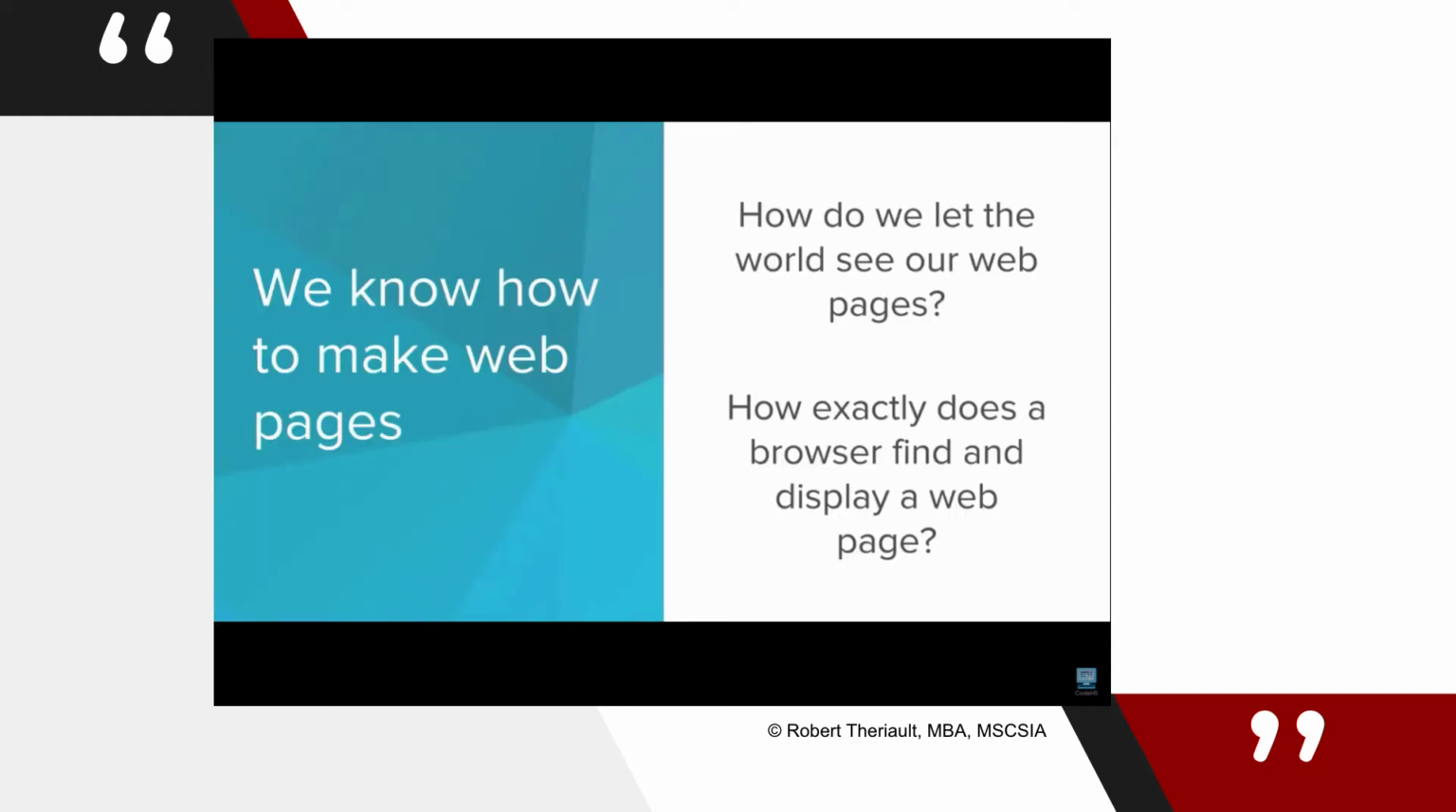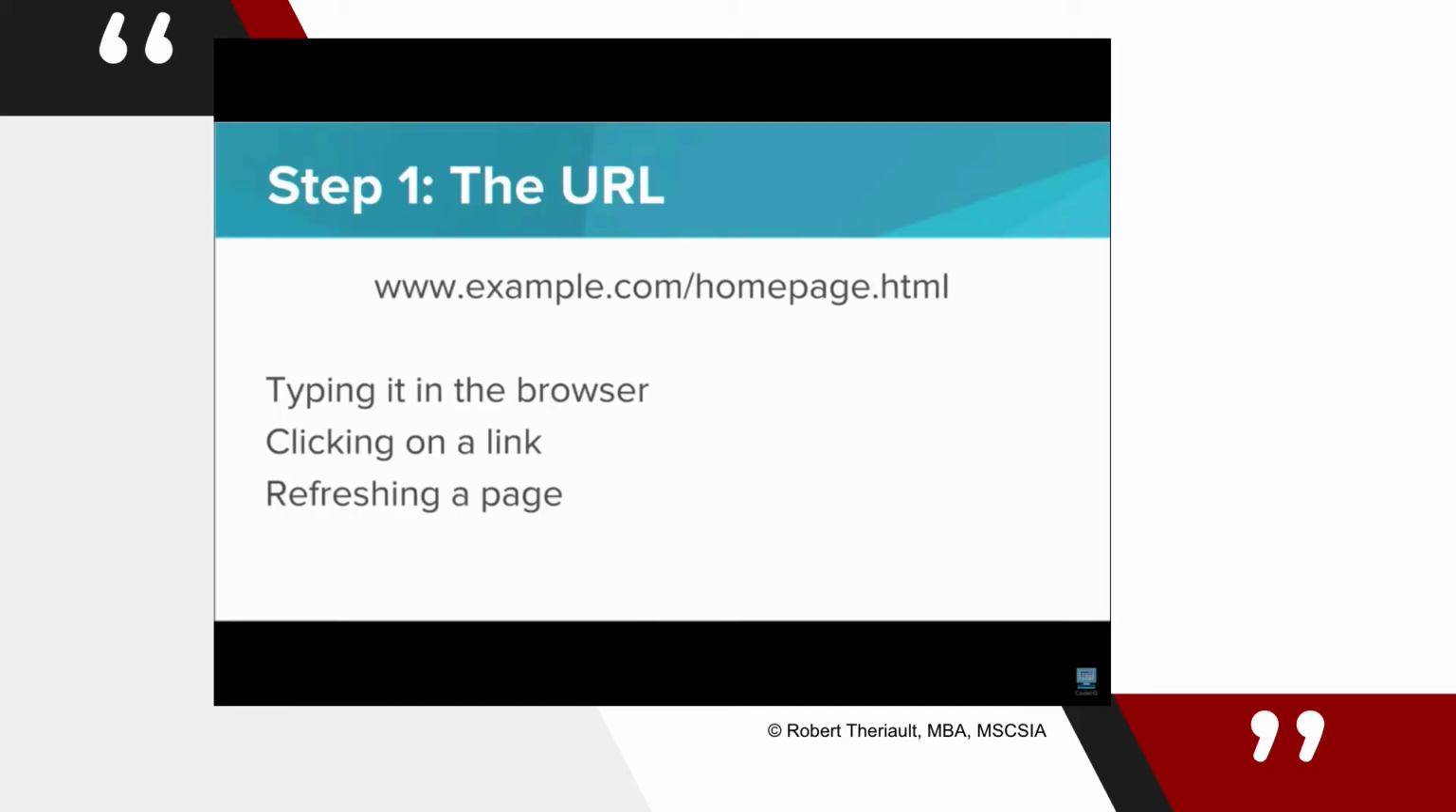So at this point, we know how to make web pages. We've been writing the HTML code, we've been writing the CSS code, and seeing the result. The question is, how do we let the world see these web pages that we've been writing? When you're browsing the web, how exactly does your browser find and display a web page on your computer? Well, it all starts with the URL. That is the first step. This can be typing it into the browser, clicking on a link, or refreshing a page. All of these reference a specific URL, and the URL is where the story begins.